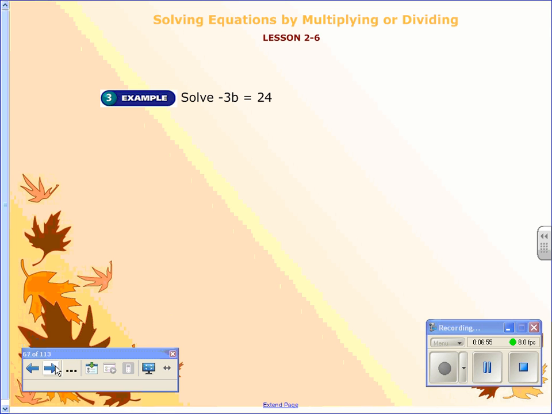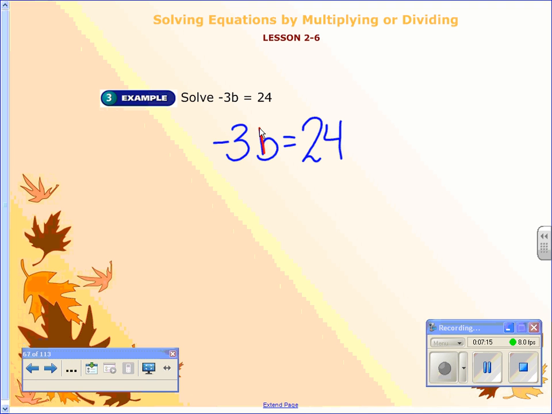All right, here's this one. Same idea again. Go ahead and solve it. Negative 3 times b is equal to, or the same as, 24. Solve for b and then make sure you check your answer. Then come back and see me solve it too. Go ahead and do that now.